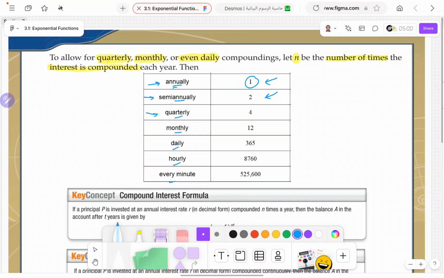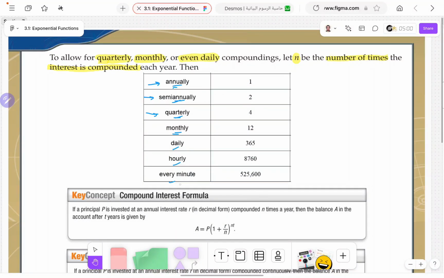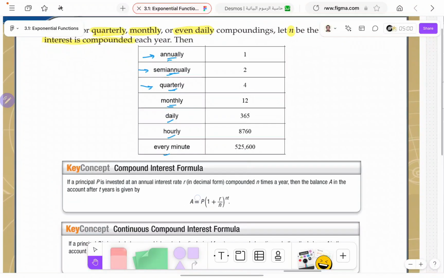Annually means 1, semi-annually means 2, quarterly means 4, monthly means 12, daily 365, hourly 8,760, and every minute is this number here. You have to memorize these numbers because they will not be given. It's easy to memorize. Maybe hourly and every minute are difficult to memorize, but it's easy.